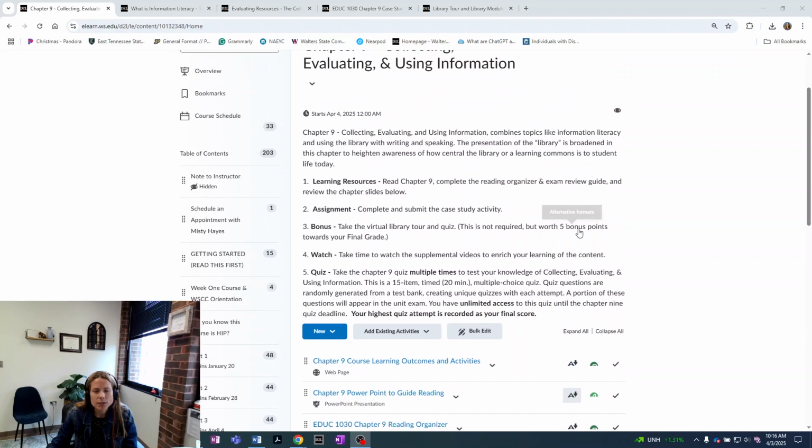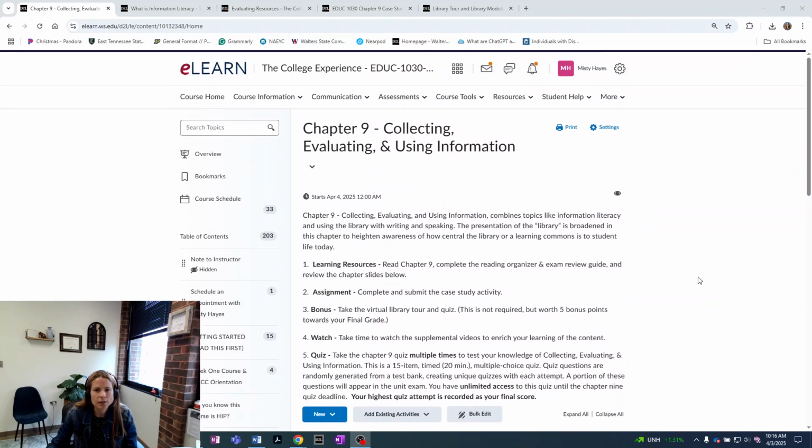But let's go ahead and look specifically at what we're concentrating on this week. This week is really important because we are opening Unit 3 with how do we collect, evaluate, and use information. This is also known as information literacy. This is an important piece because as a college student, as a learner, it's important for you to be able to acquire this skill, right? How do you find information? How do you interpret it? How do you evaluate it? What do you do with the information when you find it?